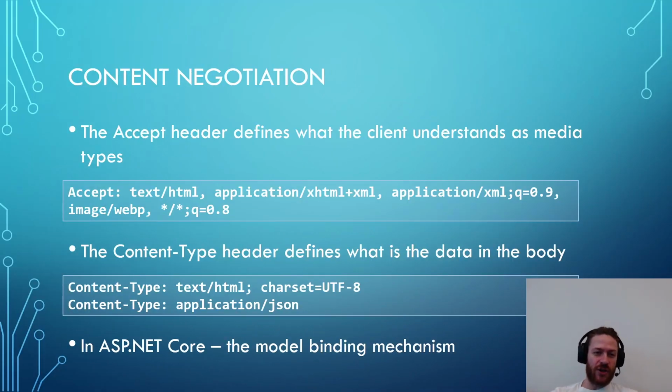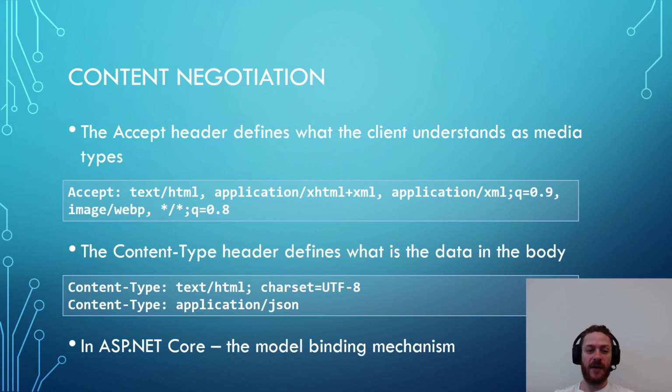Content negotiation is something that happens with the accept and content type attributes. The accept header defines what the client understands. For example, the client may say, I understand text HTML or XML. I understand images. And if the server returns HTML, the browser will understand it. The browser may say, I accept application JSON.